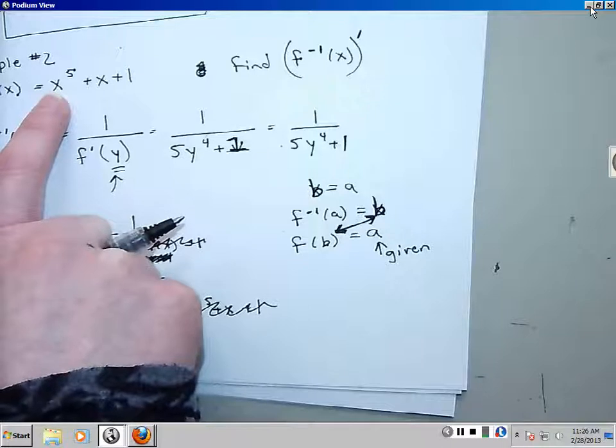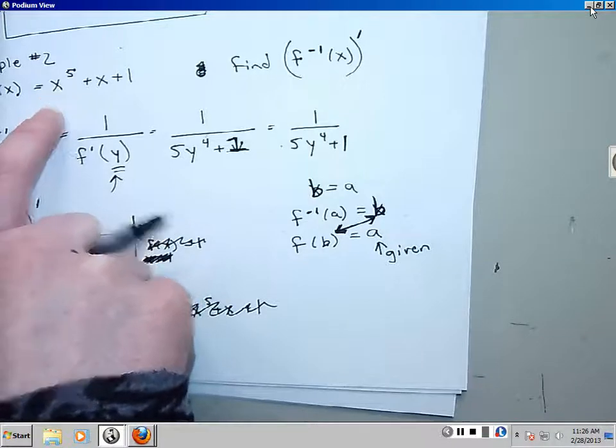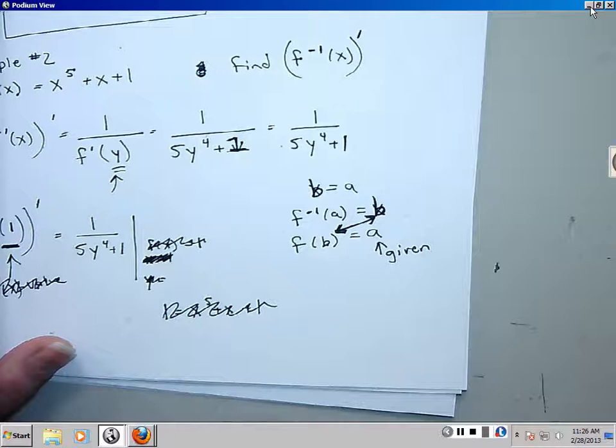Make sense? No, it doesn't. The function is f of y, you solve for the x. And if your function is f of x, you solve for y. Yes, but then they will give you a point. So find at x equals 1. But the x equals 1 is the y value of the original function.